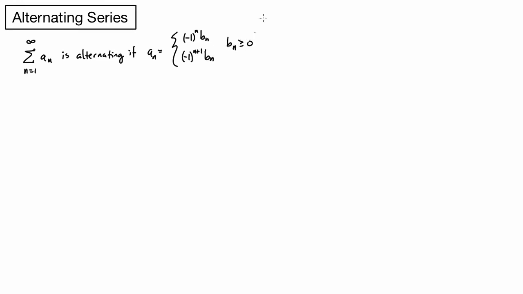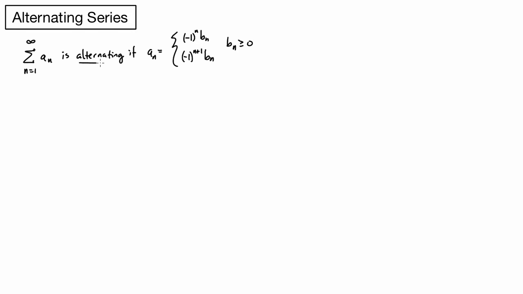The definition of an alternating series is that if you have a sum from 1 to infinity, and a_n is the general term, then this sum is said to be alternating if a_n takes on one of two different forms. So either you can write a_n as (-1)^n b_n, or you can write it in the form (-1)^(n+1) b_n, where the b_n terms are positive.